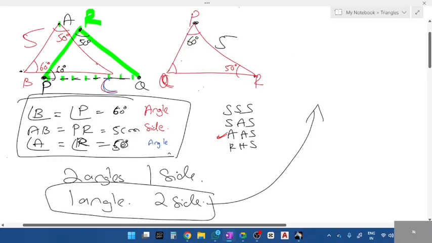Let us calculate. Look at the diagram and tell me. Angle Q will be equal to which one? Angle C will be equal to angle Q. Okay. Side BC will be equal to what? Side BC will be equal to.